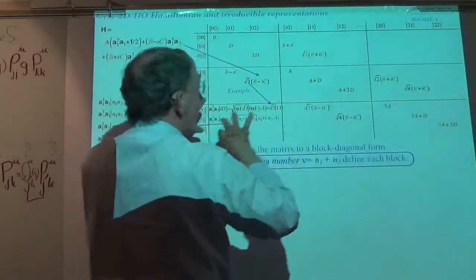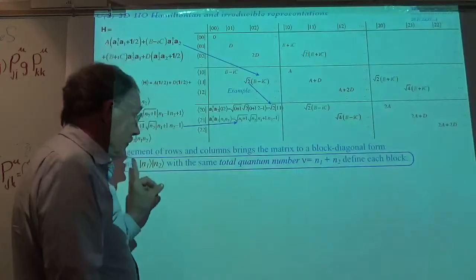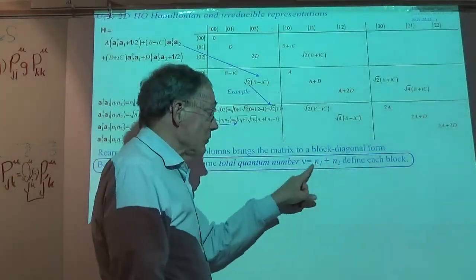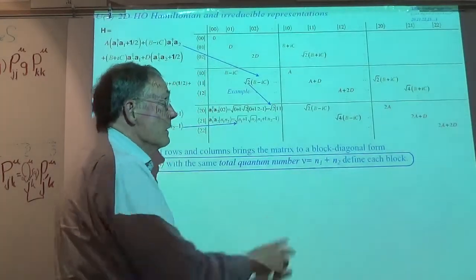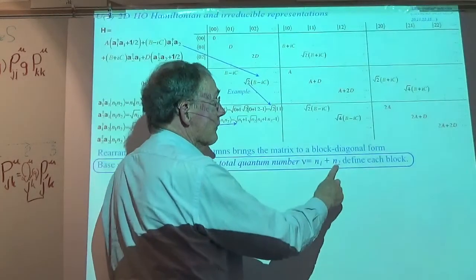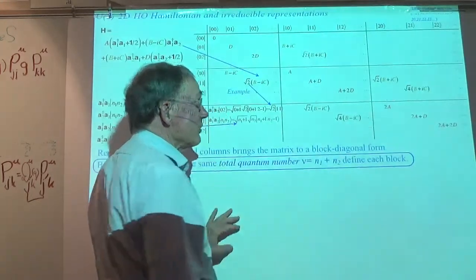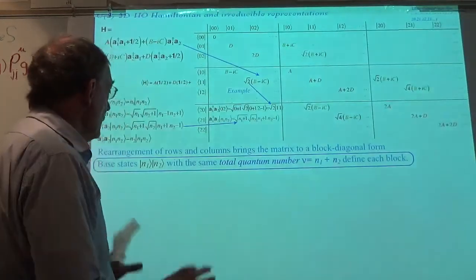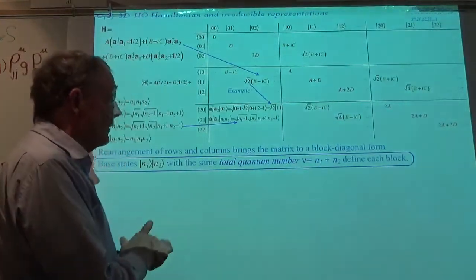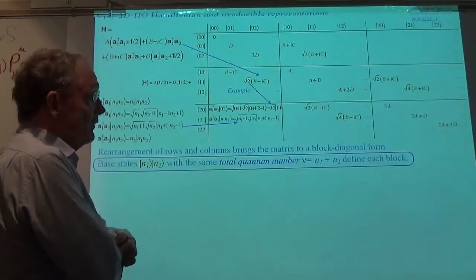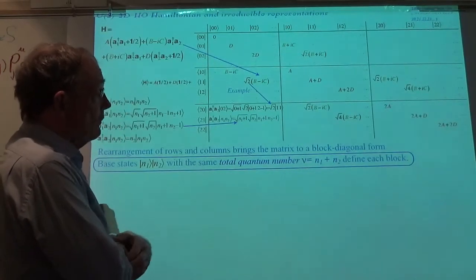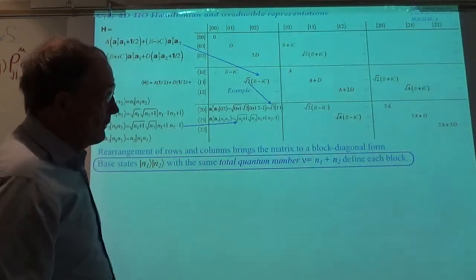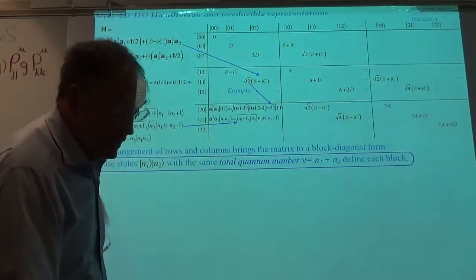I want to take only those that have the same total quantum number and define each block by that total. So the boson number n1 for the first dimension and n2 for the second dimension, they're going to sum up to give this new quantum number. That's a very important quantum number for working with oscillators. And then it's the difference between n1 and n2 that describes the states that are going to be within each of these blocks that we're making in this slide.